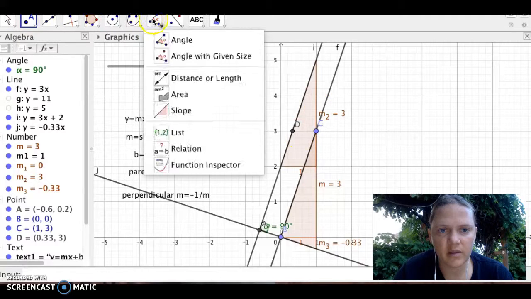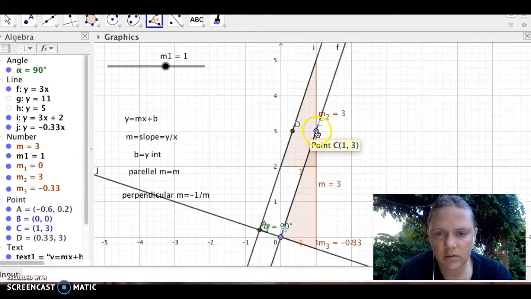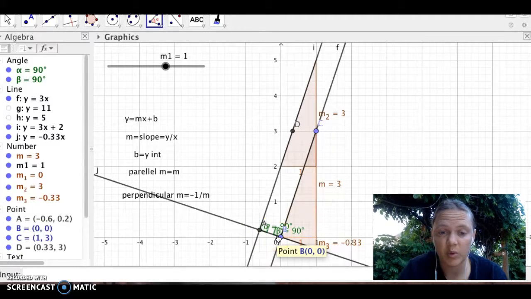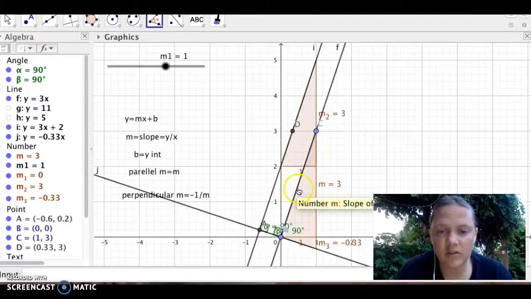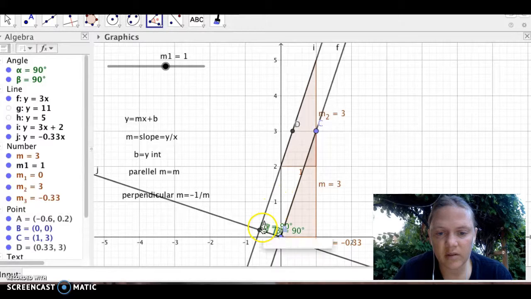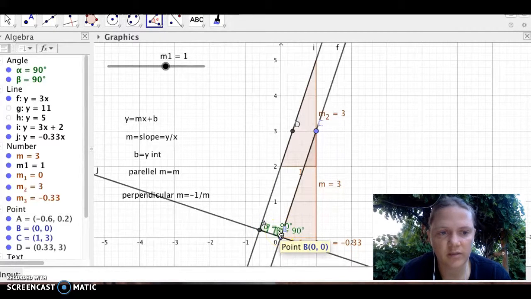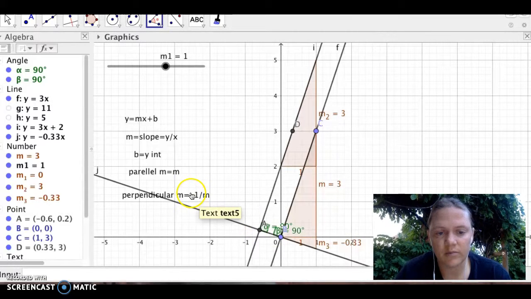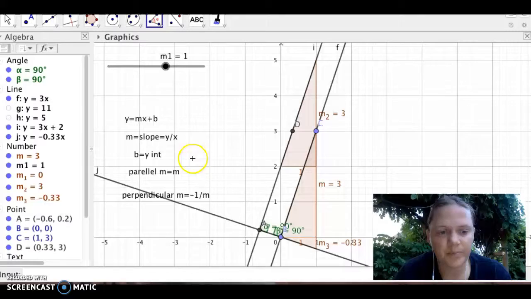Let's try it the other way. I'm going to go C, B, A, and I have another right angle. It's perpendicular. So these two lines we already knew were parallel, and now they are both perpendicular to line J. So we have a perpendicular slope, because m equals the opposite of 1 over m, and remember our parallel is m equals m. Thank you. Bye.